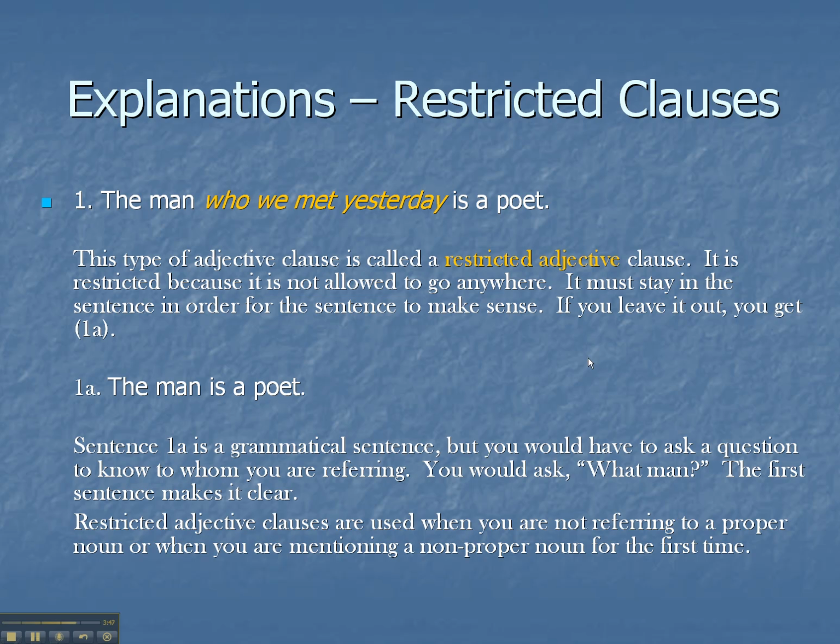So restricted adjective clauses, or restrictive adjective clauses, are adjective clauses that need to be in the sentence in order for the sentence to maintain its complete sense and for you to really know the subject you're talking about or the noun that you're referring to.